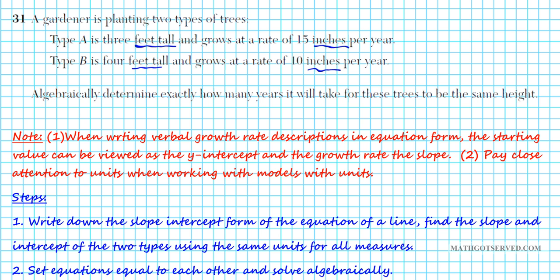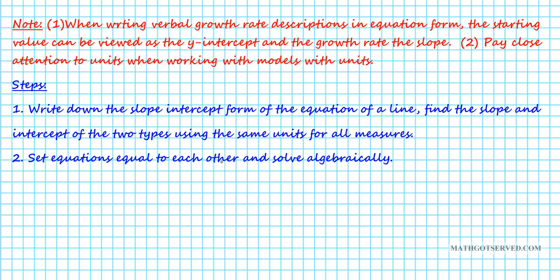All right, so these are the steps we're going to use. First of all, we're going to write down the slope-intercept form of the equation of a line. Remember, we're dealing with growth rates here, so that's why we're using the slope-intercept form. We're going to find the slope and the y-intercept of the two types of trees using the same units for all our measures, okay? And then secondly, since we're looking for when they have the same height, the same y value, we're going to set the two equations equal to each other and solve for that x value that yields equal height, okay?